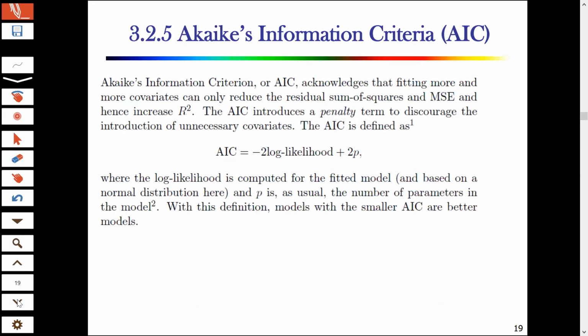Another important criterion is called the Akaike information criterion, or AIC. This AIC acknowledges that fitting more and more covariates can only reduce the residual sum of squares and MSE and hence increase R square. The AIC introduces a penalty term to discourage the introduction of unnecessary covariates. The AIC is defined as AIC equals minus 2 log likelihood plus 2p, where the log likelihood is computed for the fitted model based on a normal distribution, and p is as usual the number of parameters in the model. Within this definition, models with a smaller AIC are the better model.